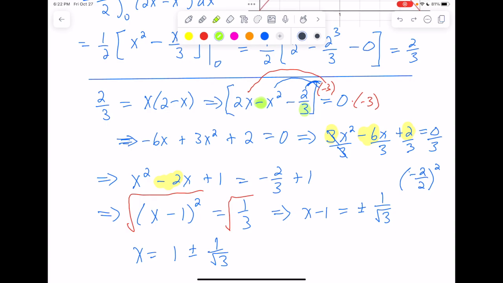Hopefully I dragged some of you along with me as I talk through that. But again, feel free to put it into your calculator to verify that both of those numbers are between 0 and 2, but they are, and that's what they asked us to find. What are the two x values that make the function take on its average value? So 1 plus 1 over root 3 and 1 minus 1 over root 3 are those two values.